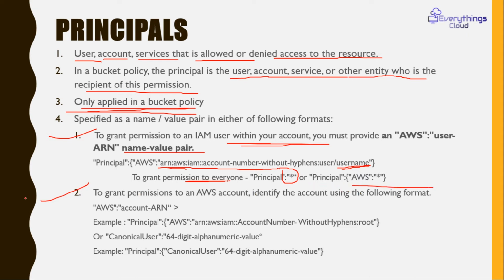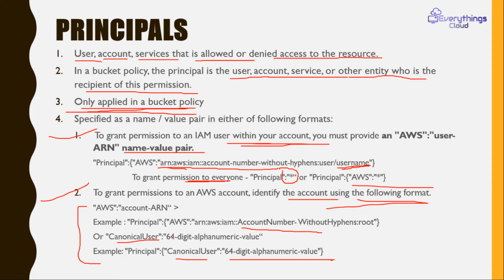Next, to grant the permission to an AWS account, identify the account using the following format. You can also have another format, in which, in place of the account number, you can use the canonical user ID. The canonical user ID acts as a name value pair. So this is the name, this is the value, and we saw in the last video where we can find the canonical value. If you haven't seen it, I request you to please go to my previous video and watch it fully to understand about the ACL, because ACL is the first permission you get while creating your bucket.